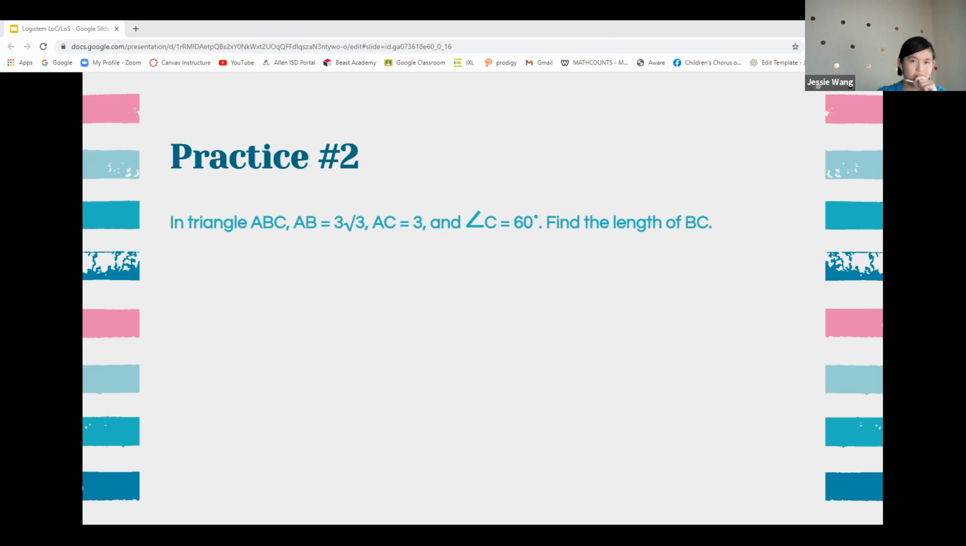Alright, so I see that a lot of people are getting the right answer in the chat. I think I'll just start going over this. So the key in this is a good diagram. So we have triangle ABC, AB equals 3 root 3, AC equals 3, and angle C equals 60 degrees. Find the length of BC. In this one you can't directly apply the law of sines because you don't have angle BAC. But using this, you can probably find BC even without knowing what angle CAB is, because this is one of the special triangles that I was just talking about.